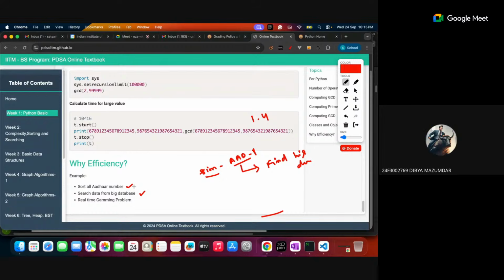Sir, in the search engine algorithm of Google, they also use that kind of method. Correct. They use an efficient algorithm there. The fastest way they want to search it, right? Yes, sir.